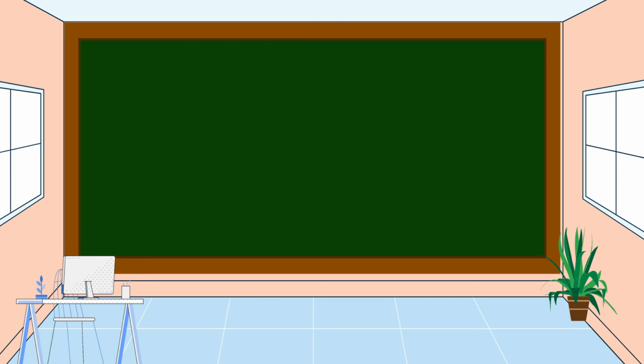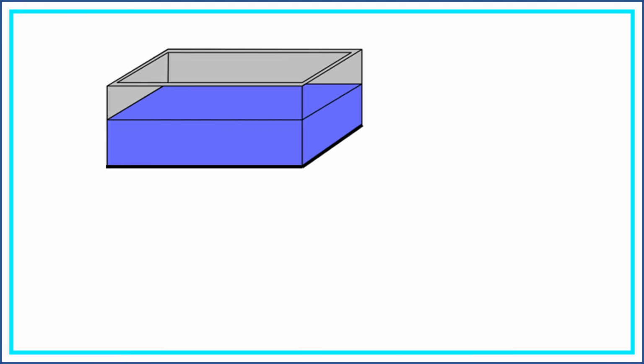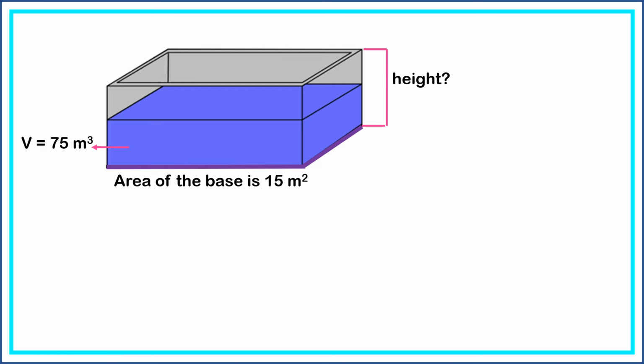Our second problem is a non-routine problem. The base area of a water tank is 15 square meters. It is half filled with 75 cubic meters of water. Find the height of the water tank. To answer this problem, we're going to use an illustration. Suppose that this is the water tank. The volume of the water inside the water tank is 75 cubic meters. And the area of the base of this water tank is 15 square meters. Our problem is, we're going to find the height of the water tank.